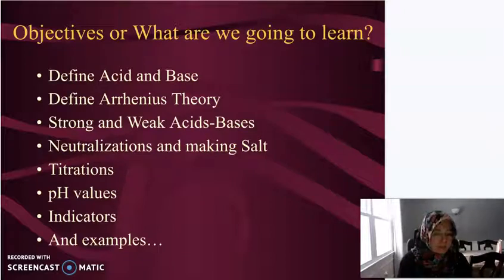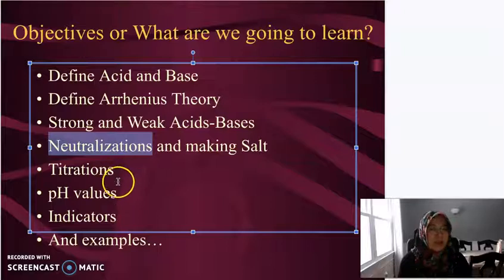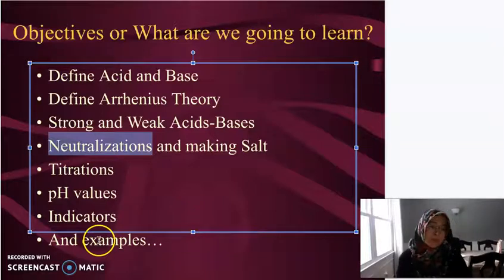What are we going to learn in this topic? We will define acid and base. We will talk about Arrhenius theory. That is a scientific definition of acids and bases. We will talk about strong and weak acids and bases. We will talk about neutralization reactions and how to make salt. We will talk about titration techniques, pH values, indicators, and some examples of acids and bases in our life. Where do we use them and why they are important to know.